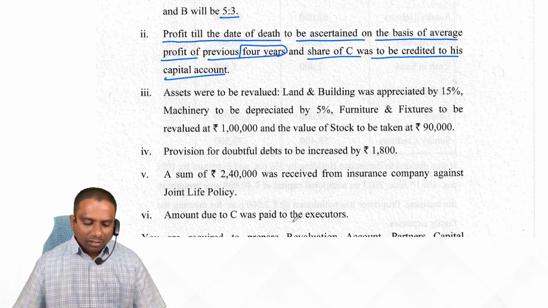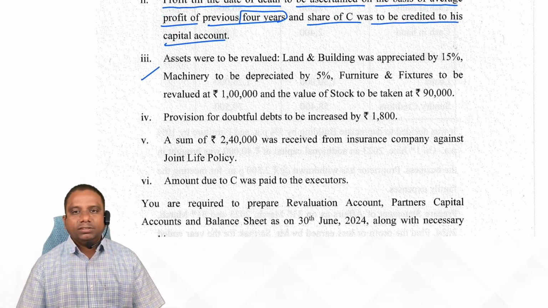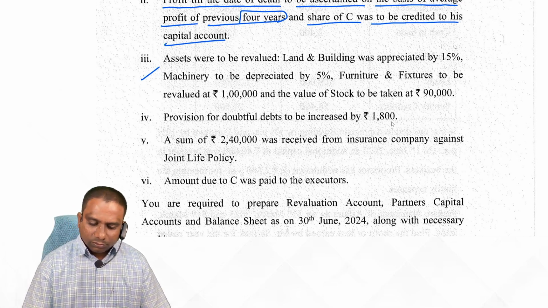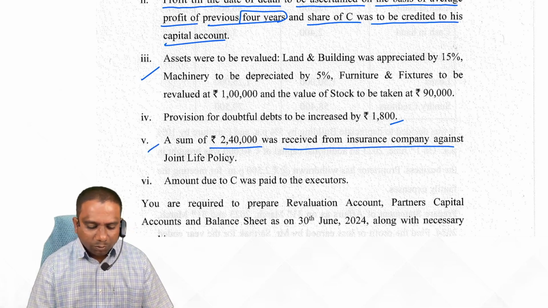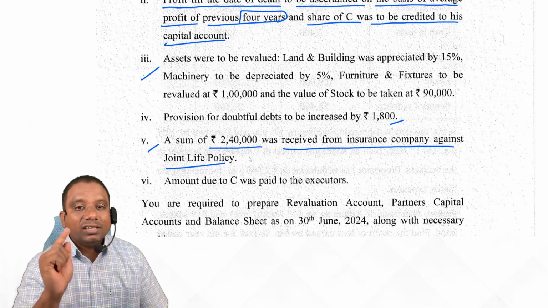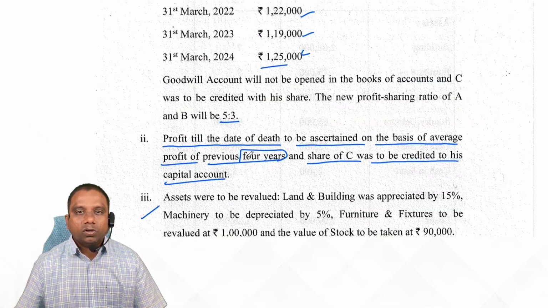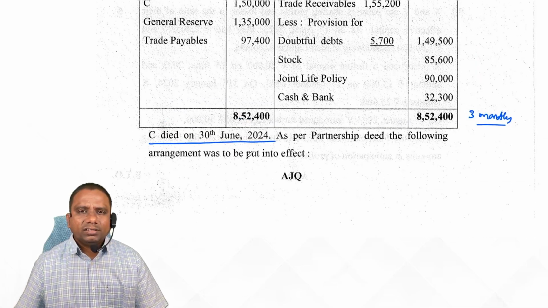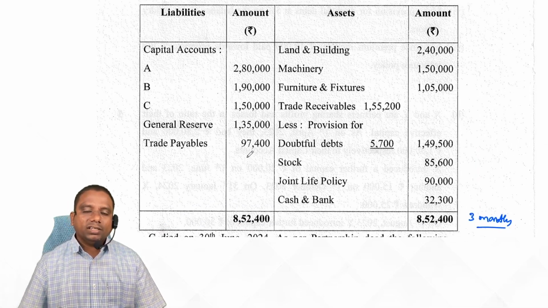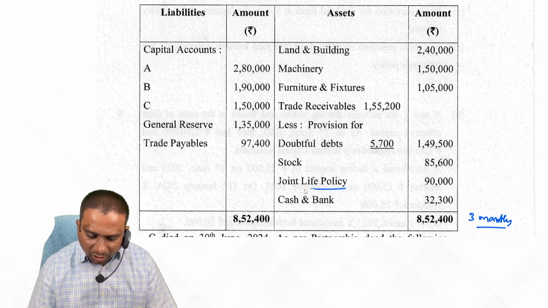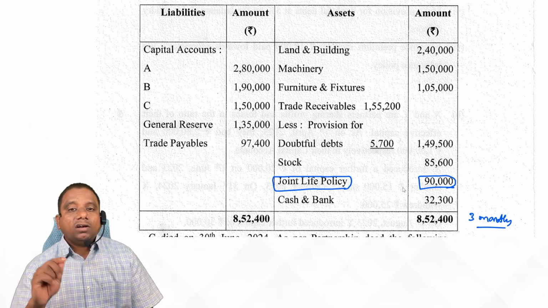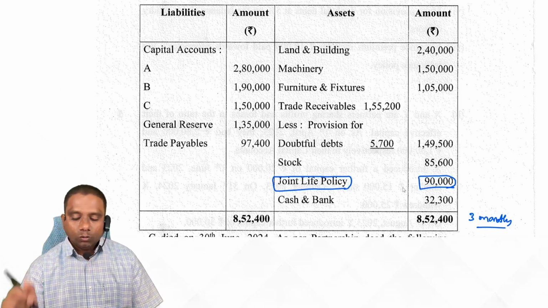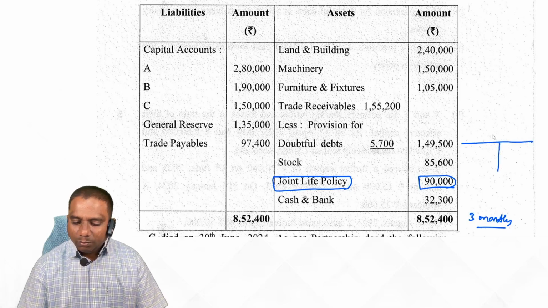Yes. And another important aspect, this is revaluation of assets and liabilities. No, already we know this concept. Next one, a sum of 2,40,000 was received from insurance company against joint life policy. This is another important area in this problem, important concept. Most of the students get some confusion regarding treatment of joint life policy. Here observe, already we have in the balance sheet joint life policy. Means they are maintaining joint life policy at surrender value. So it is always better to prepare JLP account.